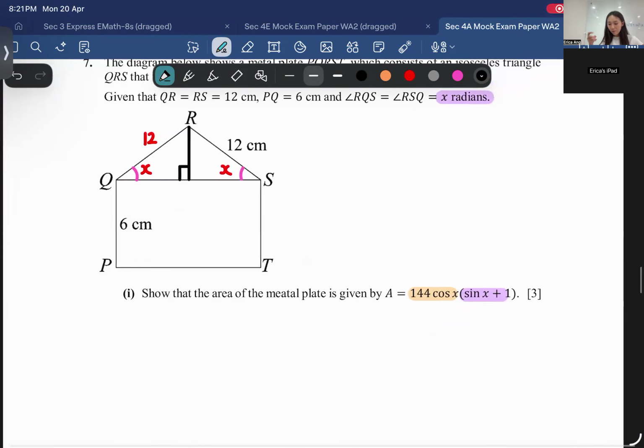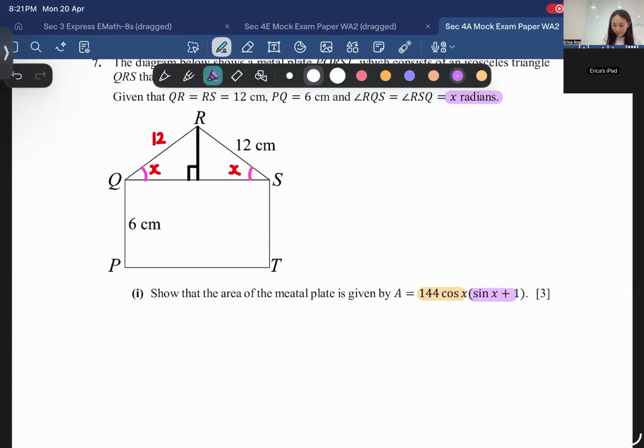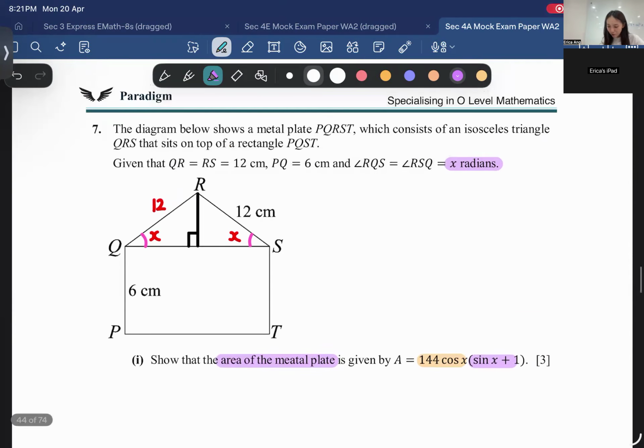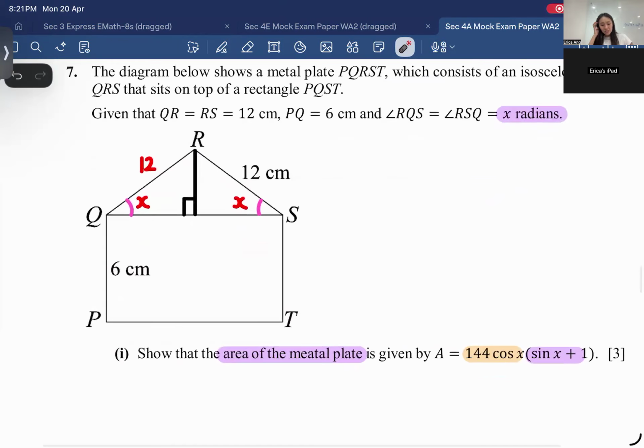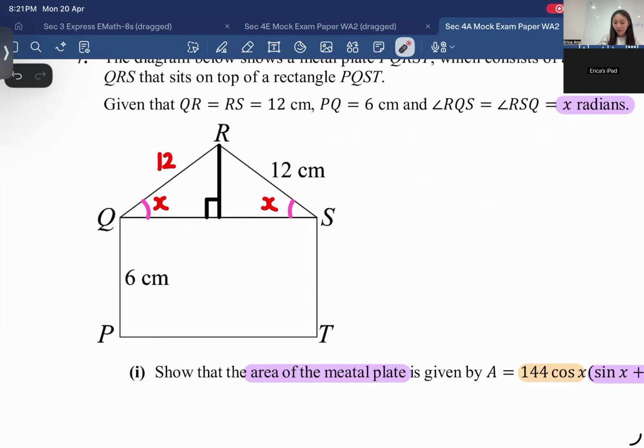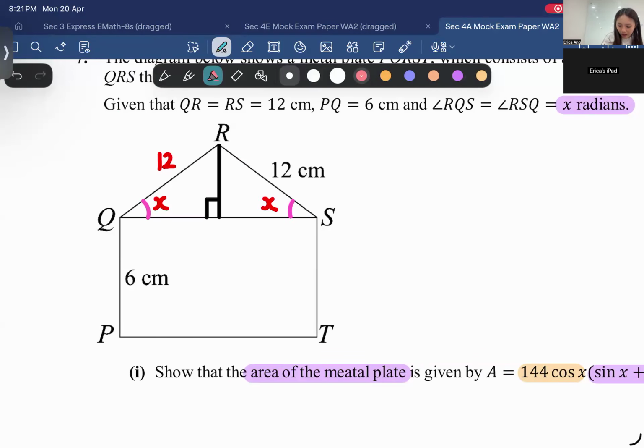Are you all ready? They want us to find the area of the metal plate. Okay, area of the metal plate. So what's the metal plate? A triangle and a rectangle. Easy, right? Okay, so what I'm going to do here is, I need to find a few things. If I want to find the triangle area, half times base times height. Correct or not? Correct, right?